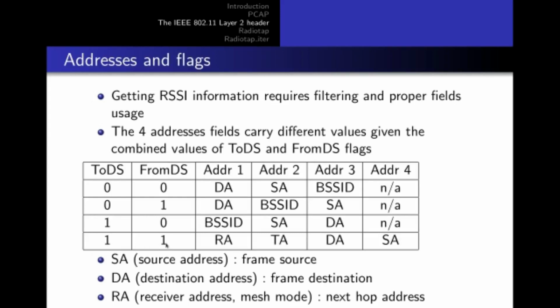With both flags to 1, you are in a mesh network. So here you have the first address, which is the receiver address. This one, the relay address, which is the next hop. Here the transmitter address, which is the source access point. Here the real destination address of a mobile device, and this the real source address of a mobile device.